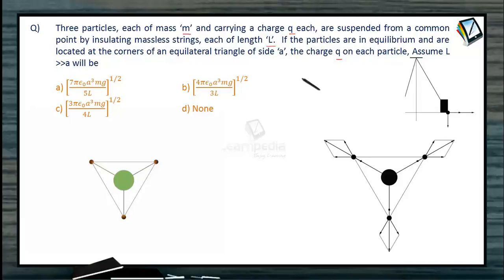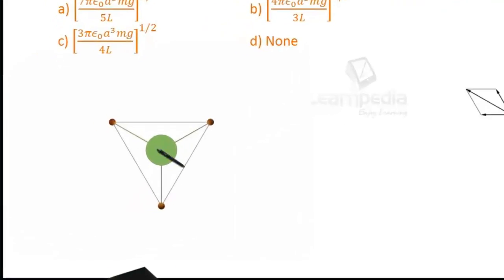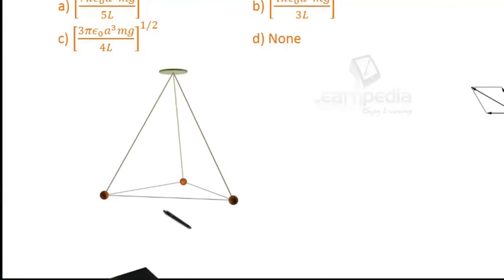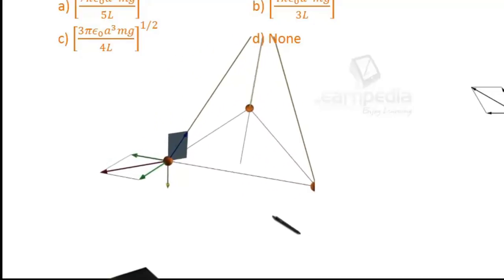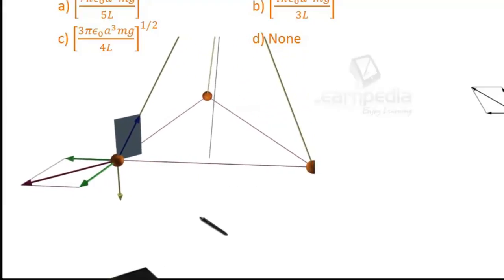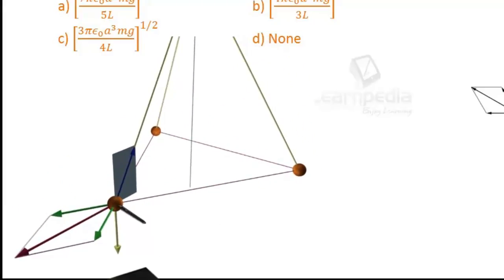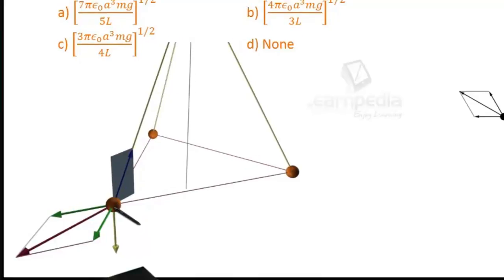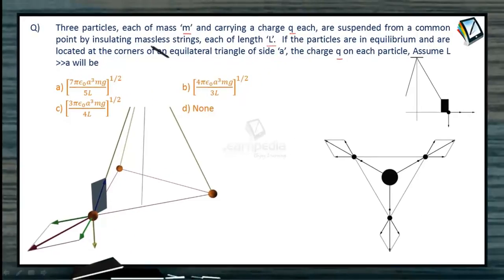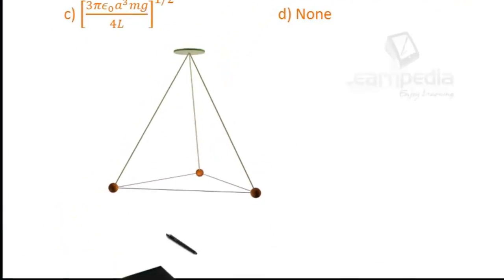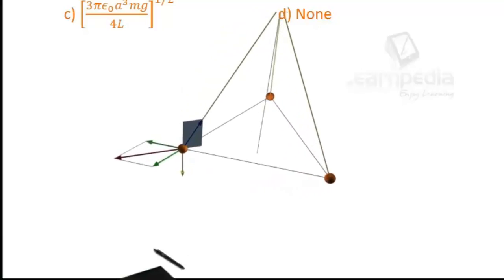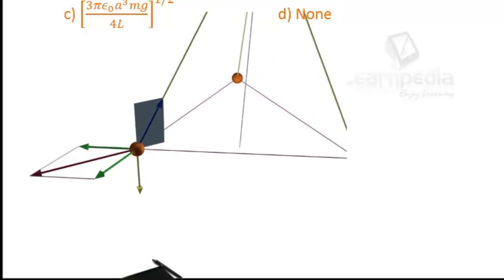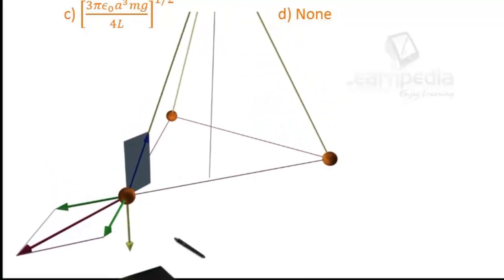So we have to find the charge. If these three particles are suspended through three different strings from a common point, then because of the electric repulsion, they will form an equilateral triangle at the bottom. And in this video, I have shown the forces acting on one of the particles. As you can see, here somewhere is the common point. You can see this video again. From this point, all these three charged particles are suspended, and they are located at the corners of an equilateral triangle because of the electric repulsion.